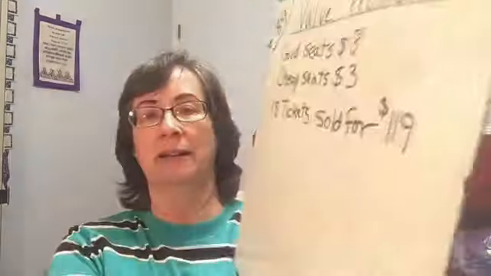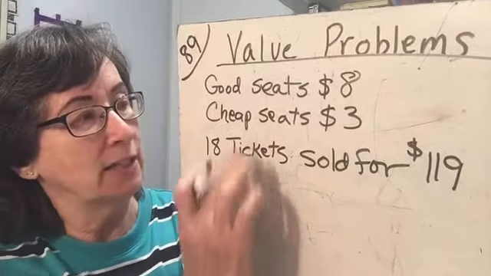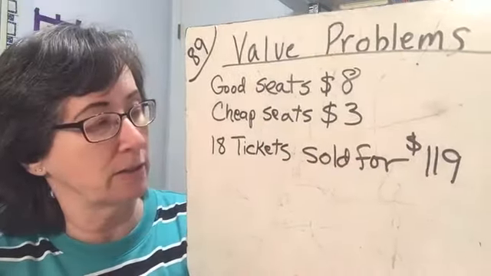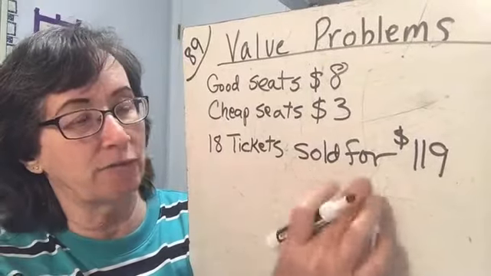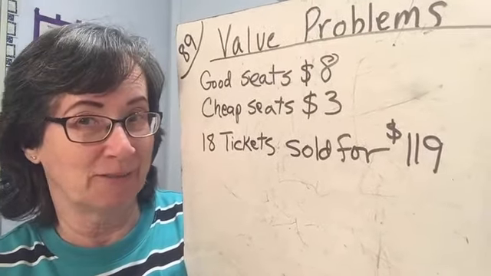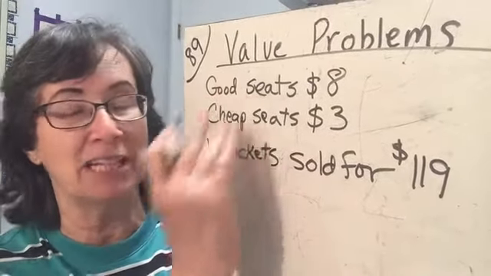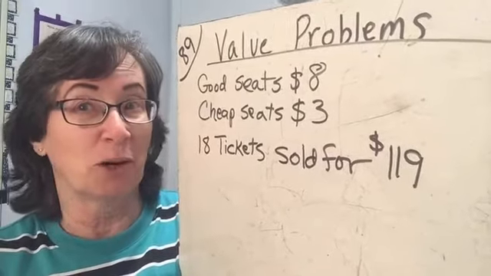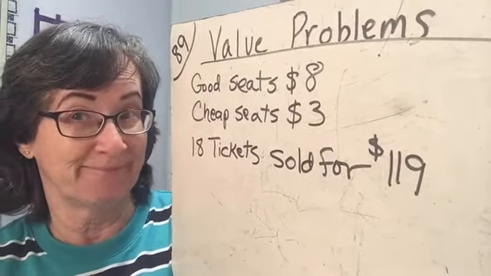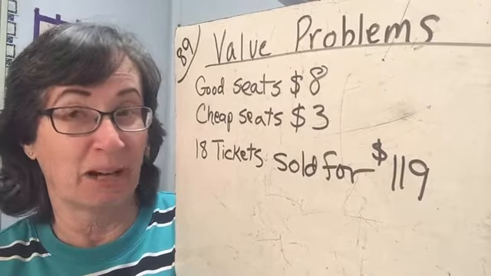All right, so that is your practice problem, and I've set it up for you. So here we have good seats, $8, cheap seats, $3, 18 tickets sold for $119. And now you need to pause your video and go find out how many of each type of seat were sold. Go ahead. Pause your video. I hope you did so.